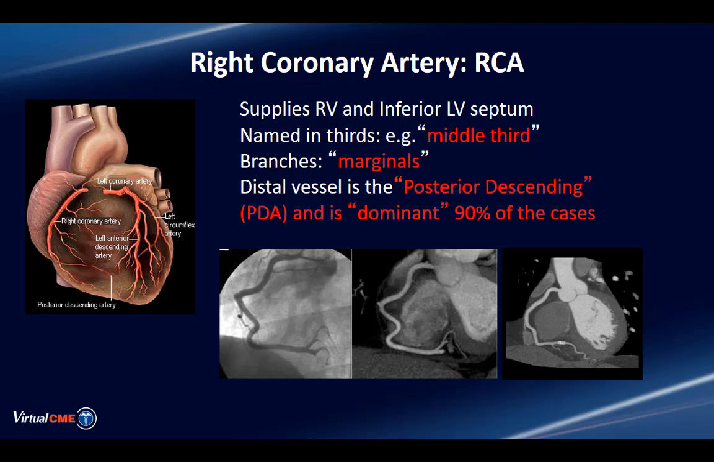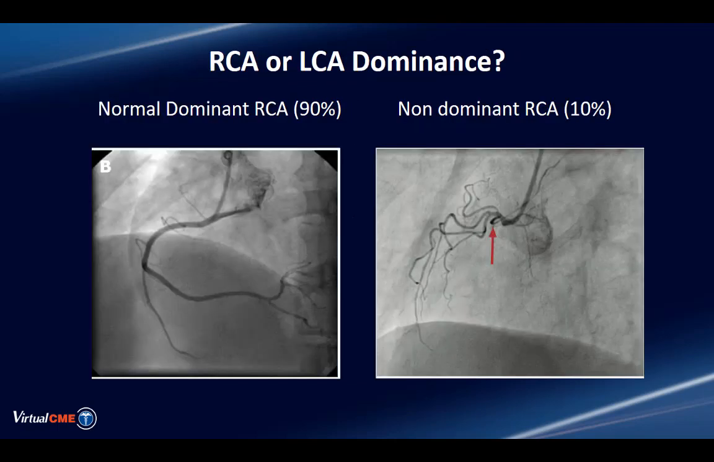It's an important vessel. It's often involved in coronary syndromes, independent of disease in the left circulation. And we typically name these vessels marginal arteries if they come off of this circumferential vessel. And 90% of the time, this vessel is considered dominant if it provides some septal perforators to the inferior ventricular septum. And here's an angiographic example of what we're talking about of dominance.